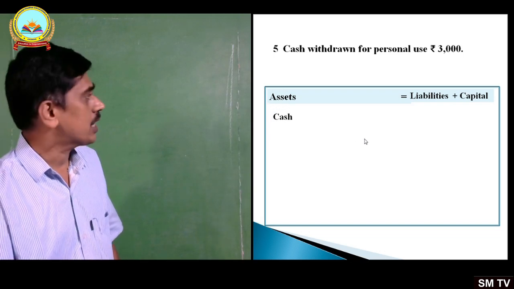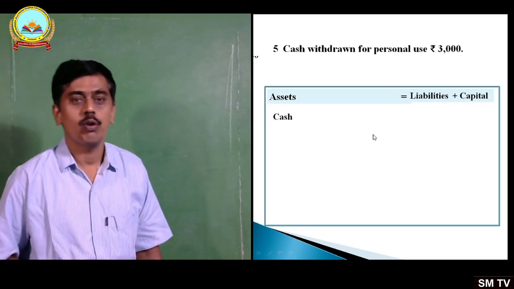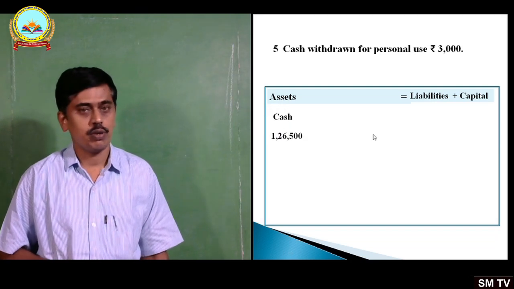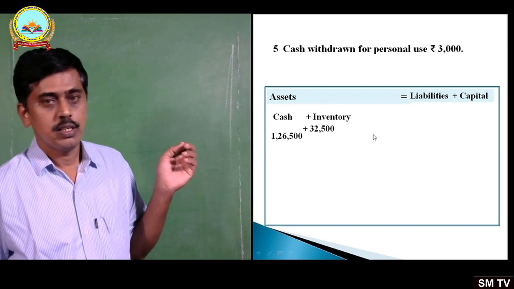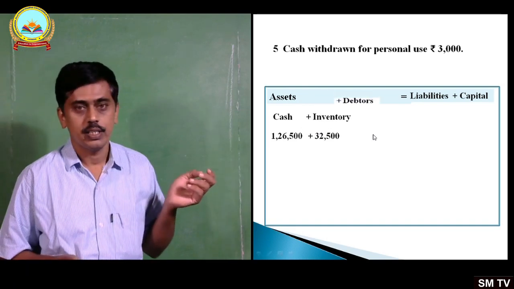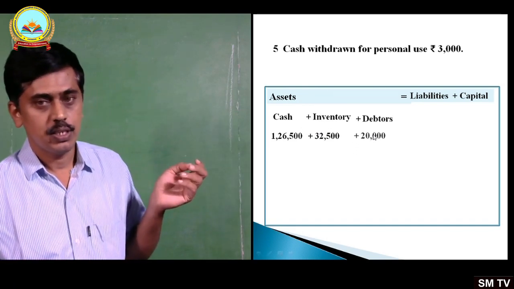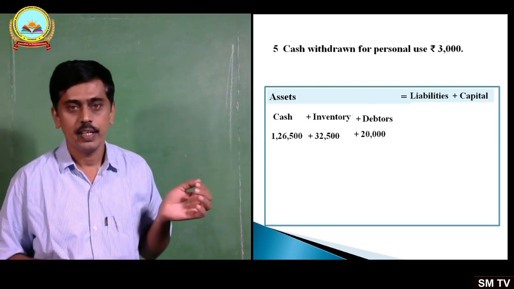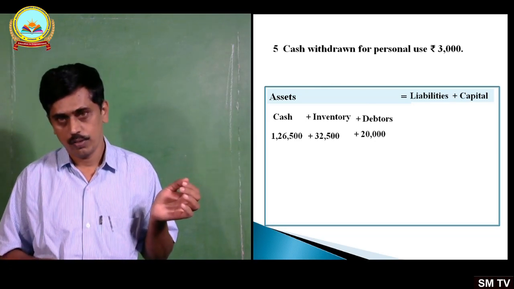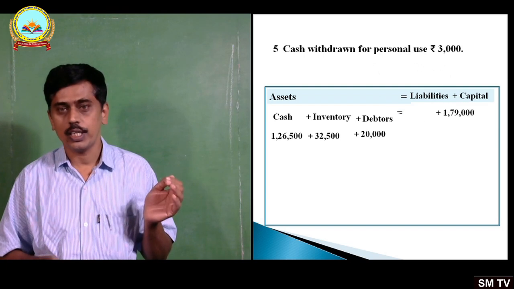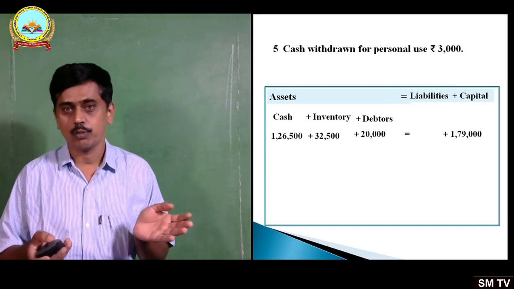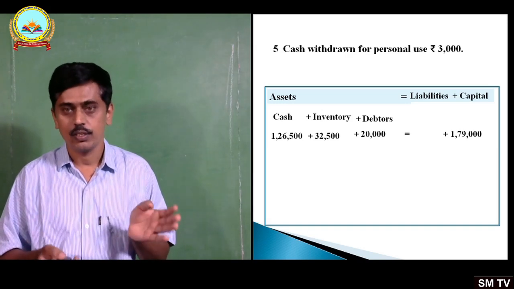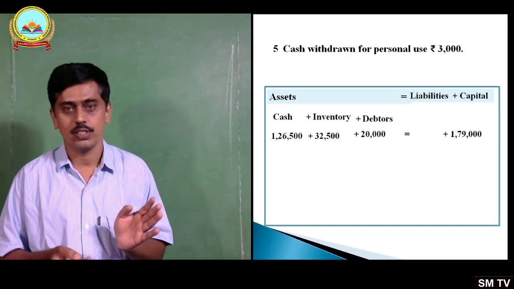Assets, what are the assets? Cash, how much? 1,26,500. Then inventory, 32,500. Then debtors, 20,000. Okay, this is the existing position. Then on the liability side we have capital 1,79,000. No creditors because we have paid it. This is the situation.